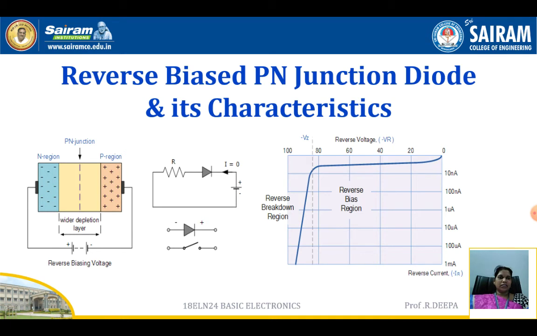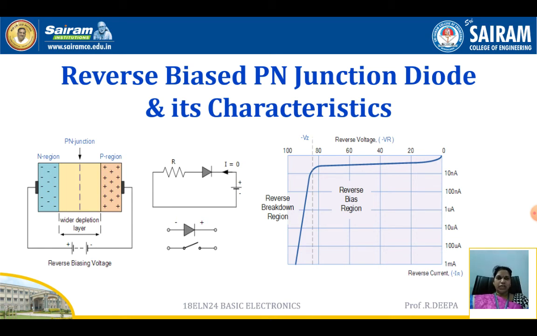Coming to the characteristics, the characteristics are drawn between the reverse bias voltage we have given for the PN junction diode and the reverse current flowing across the circuit. As you can see from the graph, whenever a reverse voltage is applied, the flow of current, as we have discussed, is very small, in the order of less than 10 nanoamps. So this region we'll call the reverse bias region.